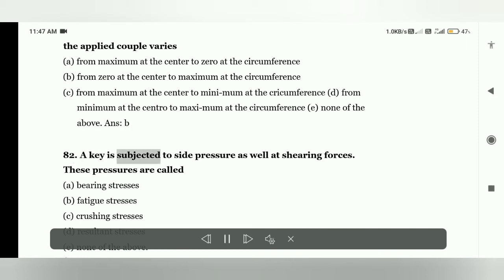82. A key is subjected to side pressure, as well as shearing forces. These pressures are called: A, bearing stresses; B, fatigue stresses; C, crushing stresses; D, resultant stresses; E, none of the above. Answer: A.